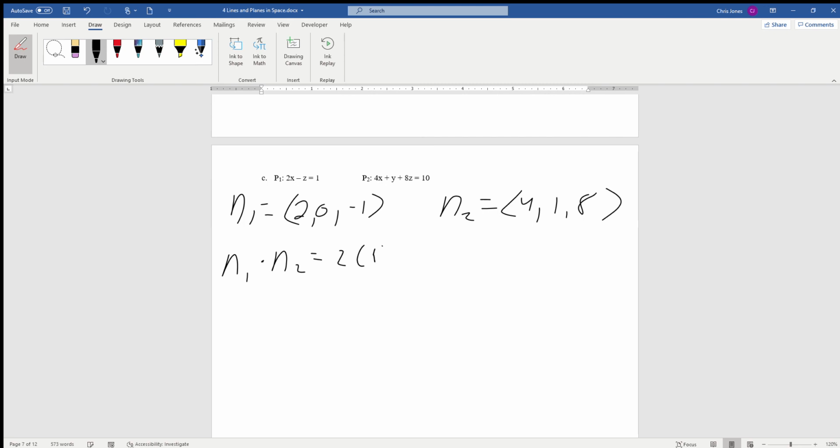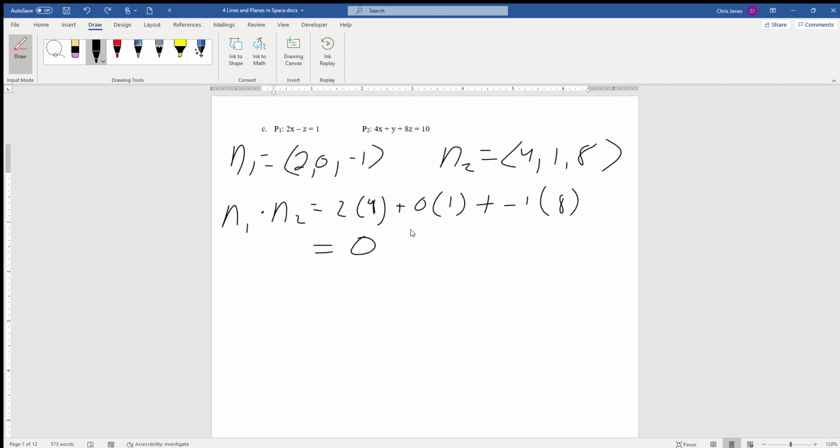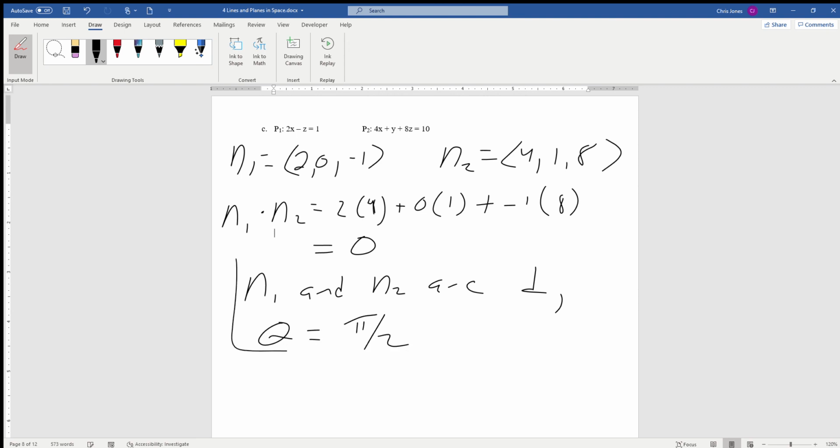It's going to be 2 times 4 plus 0 times 1 plus negative 1 times 8. And this indeed looks like it's going to be 0. It makes the problem a lot easier. Because it's equal to 0, we know that the two planes are perpendicular. So N1 and N2 are perpendicular, which means that the angle between the two planes, theta, is pi halves. Again, we automatically know that it's going to be perpendicular since N1 dot N2 is equal to 0, and a dot product of 0 between any two vectors forces a perpendicular relationship between the vectors or the planes that those vectors lie in.